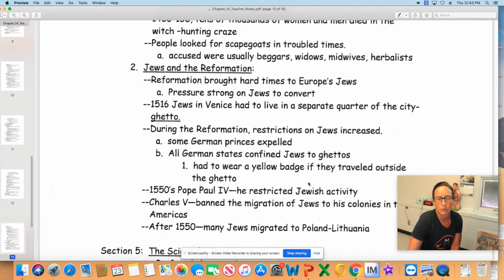In 1516, Jews in Venice had to live in separate quarters of the city known as the ghetto. So remember World War II, Holocaust. The ghetto was not invented by Adolf Hitler. Ghettos had been around way before that.